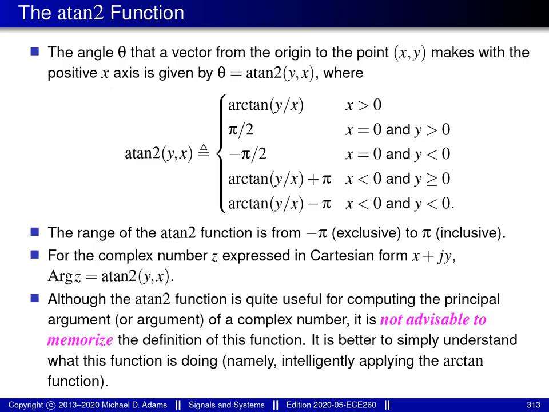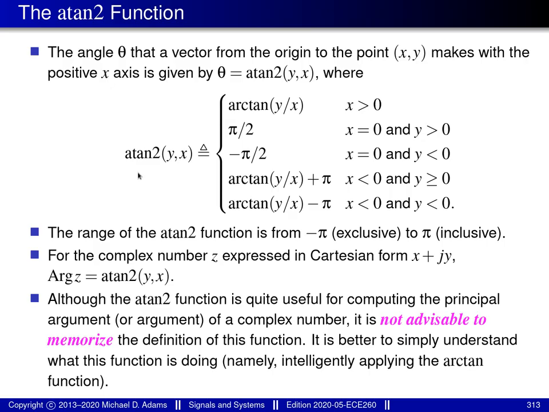When I was preparing the lecture slides, I couldn't quite make up my mind whether I wanted to include this slide or not. In the end, I decided to include it for the sake of completeness. What this slide has is a function called the arctan2 function. The arctan2 function can be used to calculate the principal argument of a complex number. I don't, however, recommend that you use this formula.